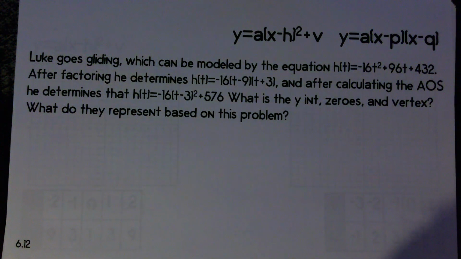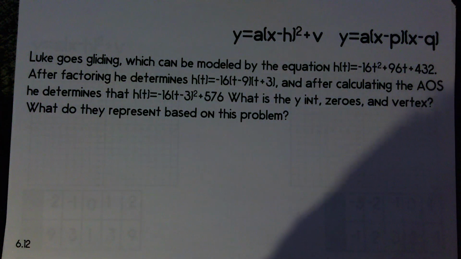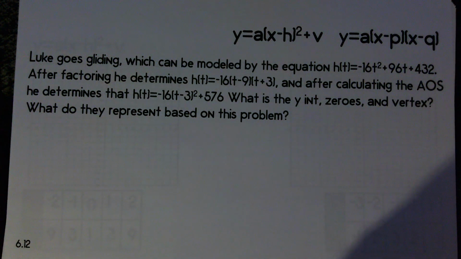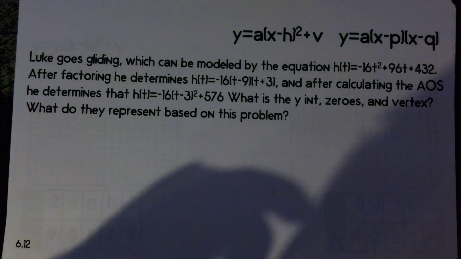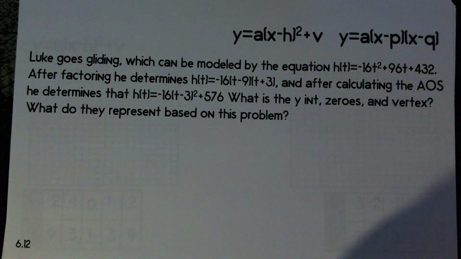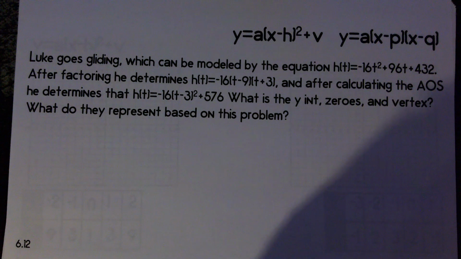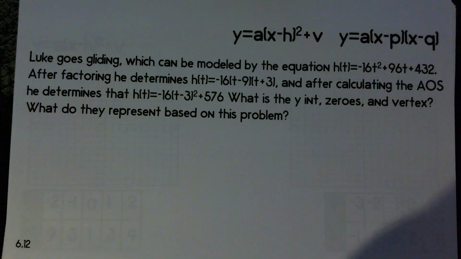Okay, so now we're going to interpret the vertex and the zeros and any other information from the given context of a quadratic function. Luke goes gliding, which can be modeled by the equation. The function of t is negative 16t squared plus 96t plus 432.